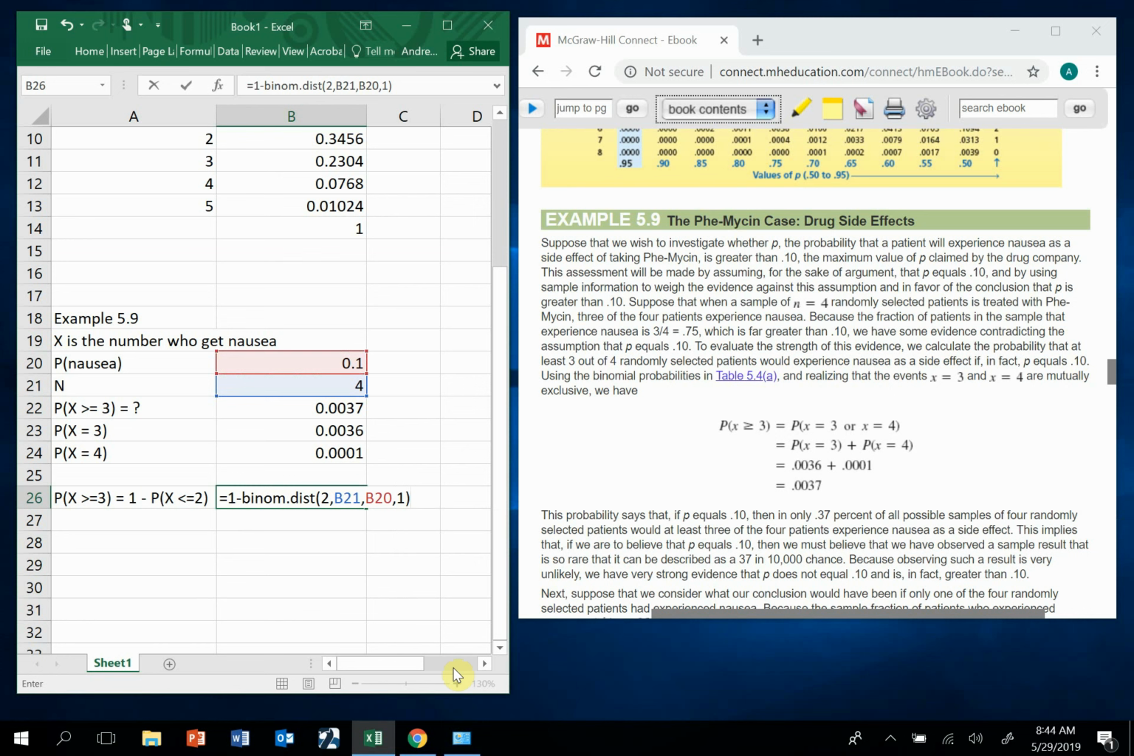And so if I want to find the probability of 3 or more, I subtract this from 1. There you go. You get the same answer as this one. Okay, thanks.